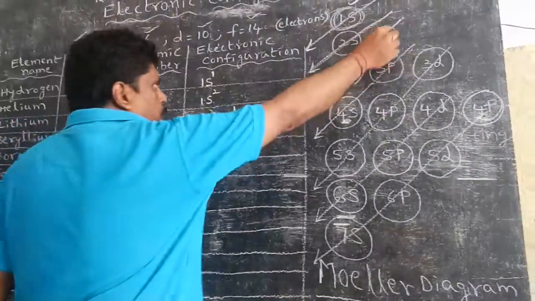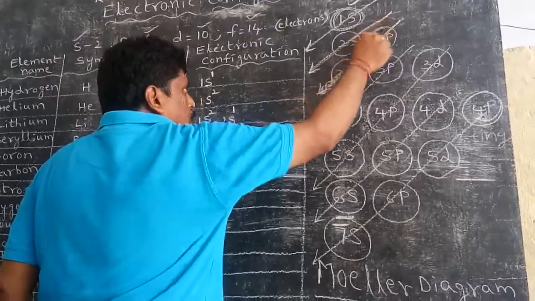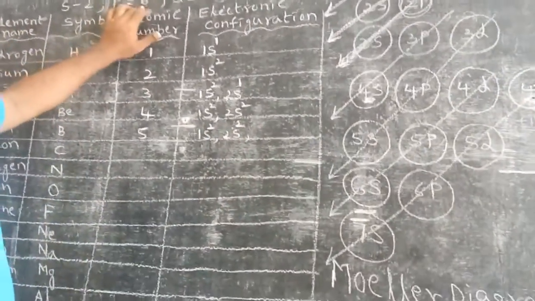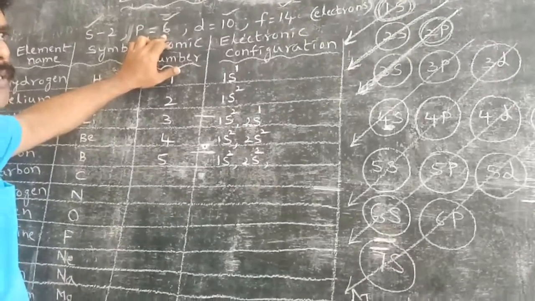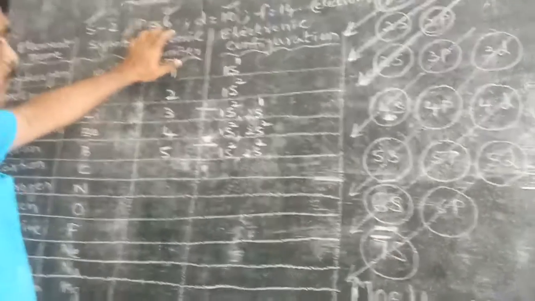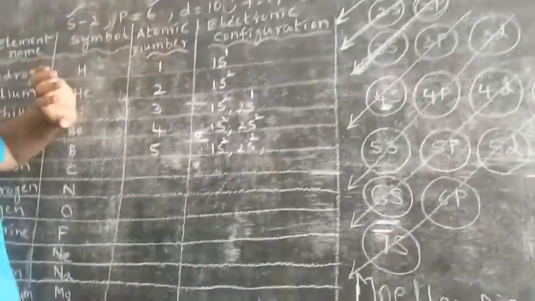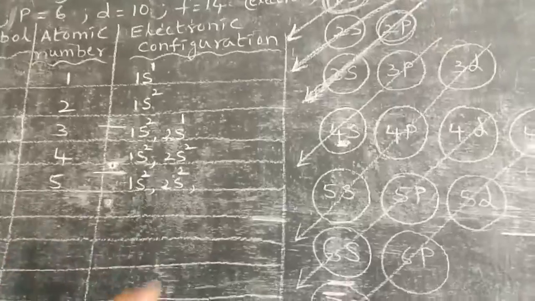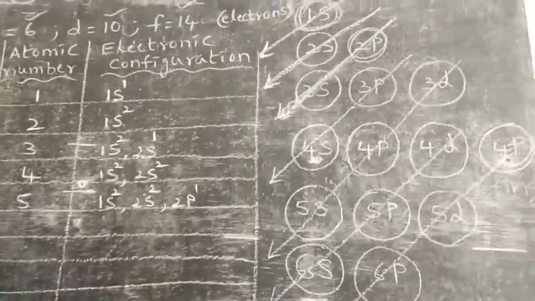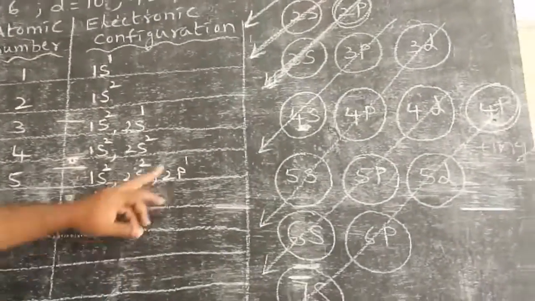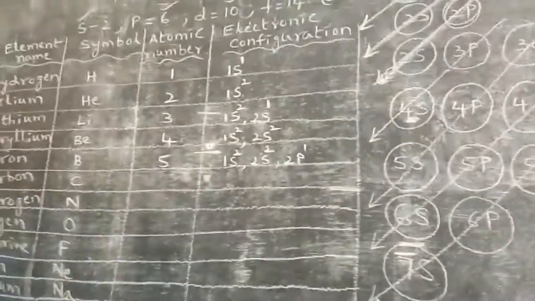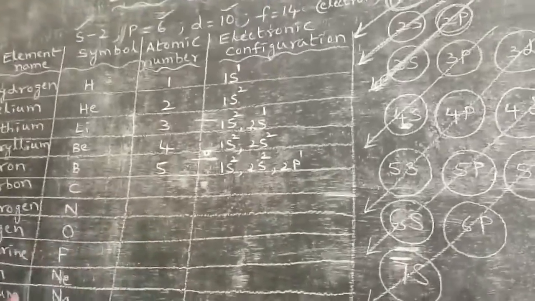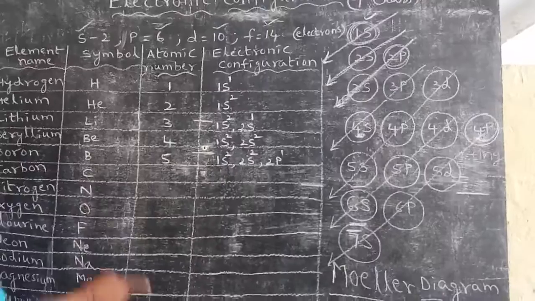What is the next orbital here? Next one is 2p. How many electrons can be filled in a p orbital? There are 6 electron spaces for a p orbital. So here only 1 electron is left, so I have to write 2p1. We have filled only 1 electron in the 2p orbital. Okay, next one is carbon.